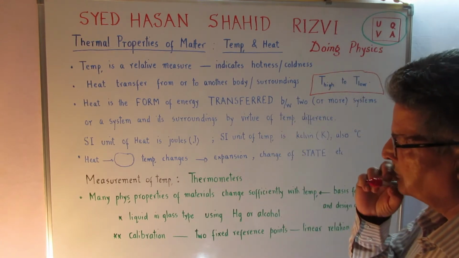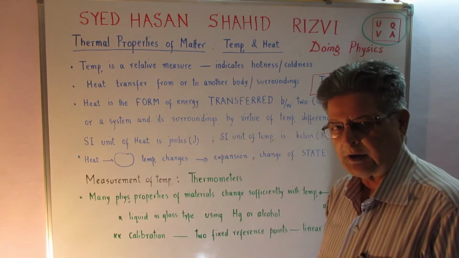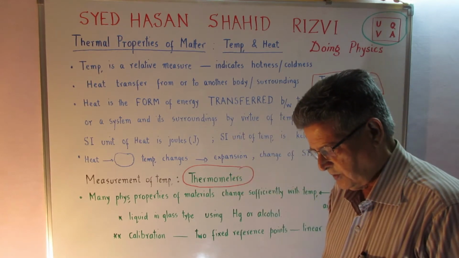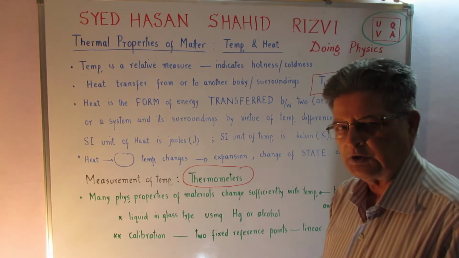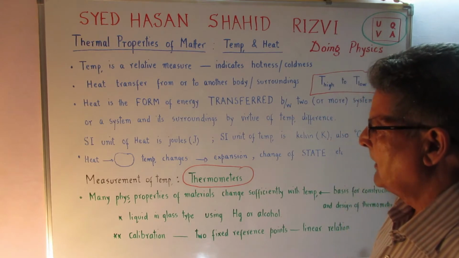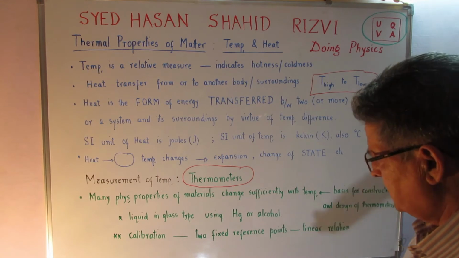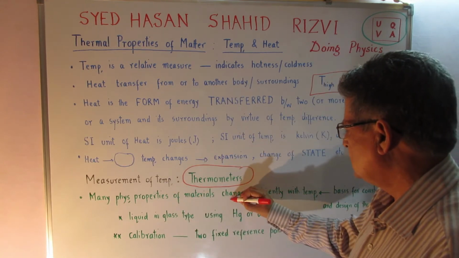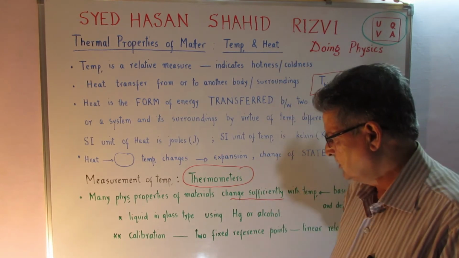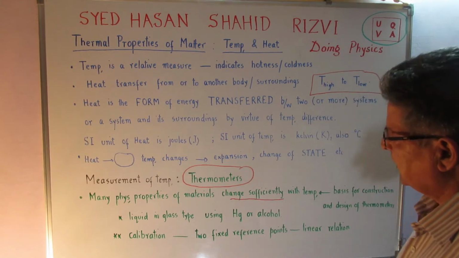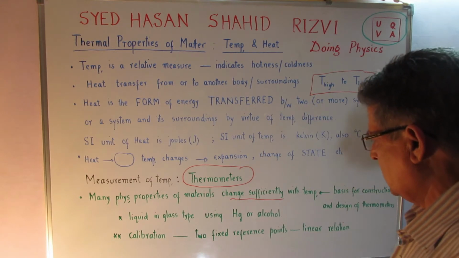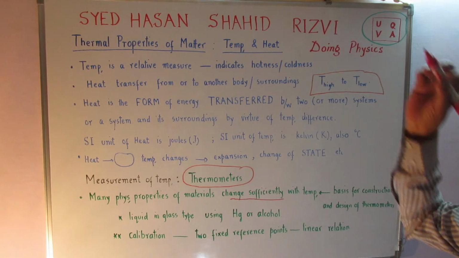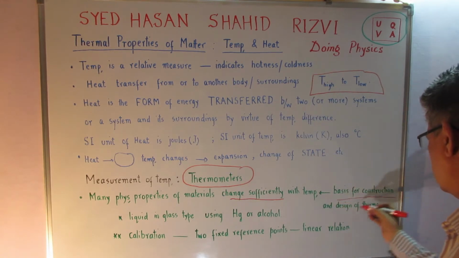Camphor, etc. Okay, now let us discuss the measurement of temperature. Temperature is measured by means of thermometers, which are analog or digital. Okay, so what happens and why? With the rise or fall in temperature, many physical properties of materials change sufficiently. Sufficiently means we can see that there is a change. We can observe that there is change, which we can naturally measure, and any of these properties of the materials can be made the basis for the construction and design of thermometers.